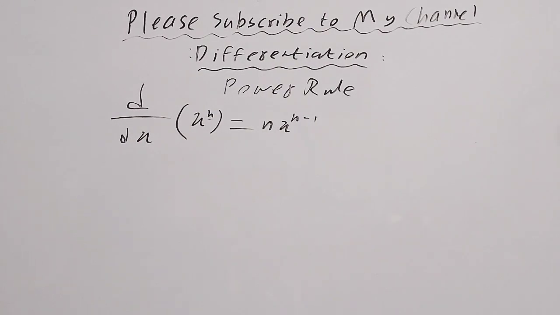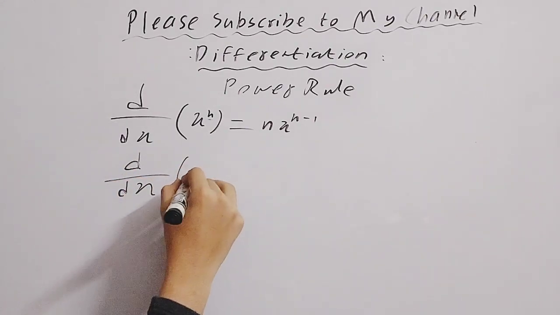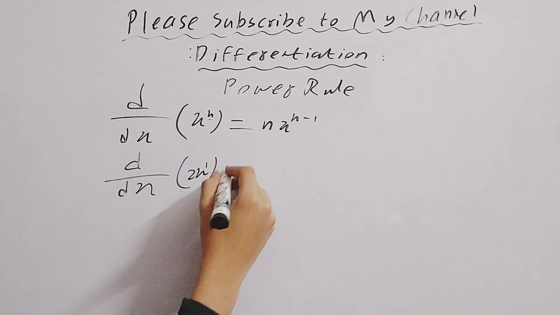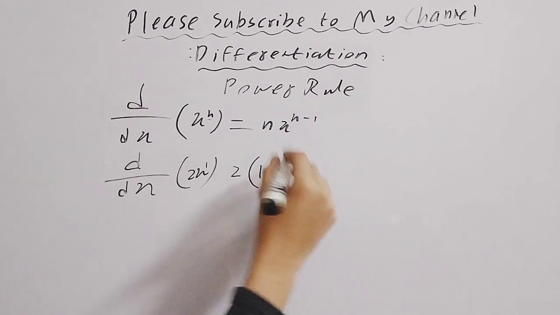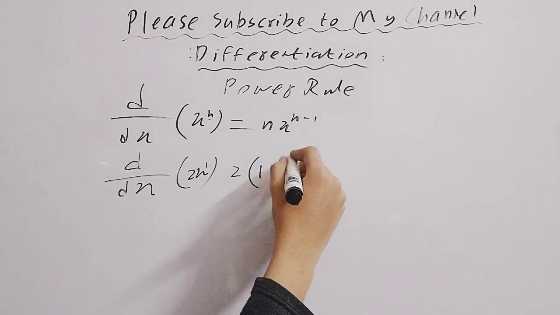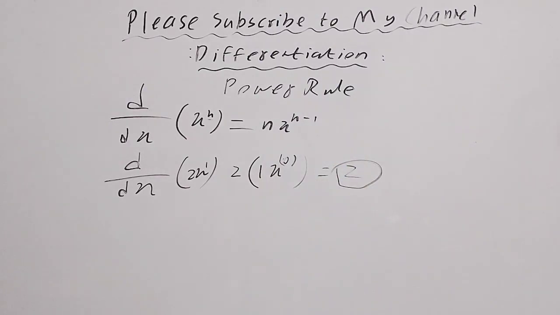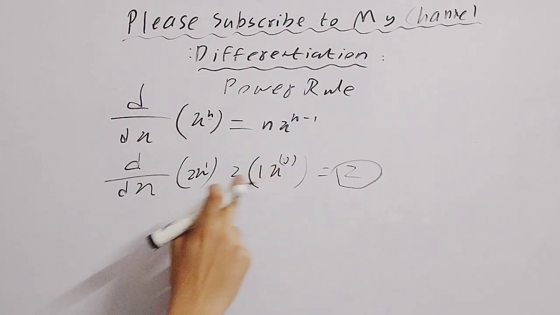You need to remember one more rule, that differentiation of, like if I say that 2x, try it yourself. The n is 1, so it will be 2 multiplied by n, which is just 1, x to the power 1 minus 1, which is 0. So it will be just 2, because anything to the power 0 is 1, so 1 multiplied by 2 will be 2.